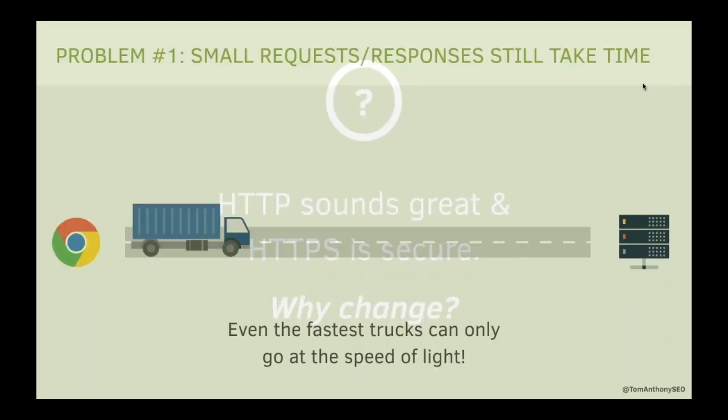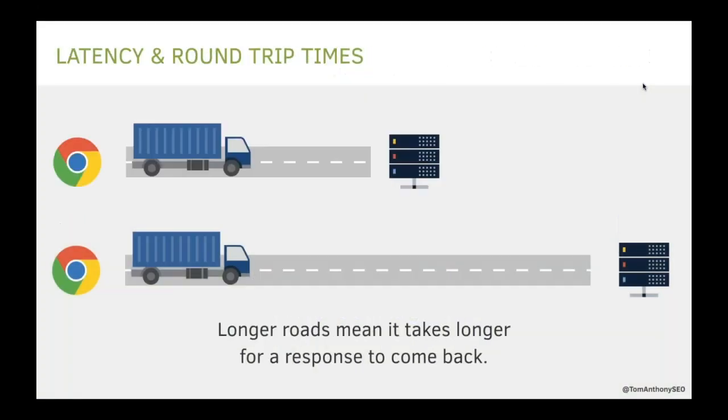So at this point, everything sounds great. We've got HTTP trucks, we've got secure HTTPS, and so why do we need to change anything? What's the problems with HTTP 1? There's 3 problems I'm going to take you through quickly.